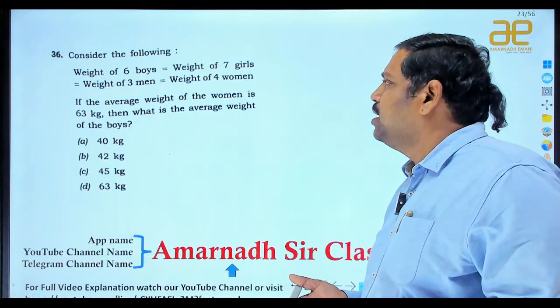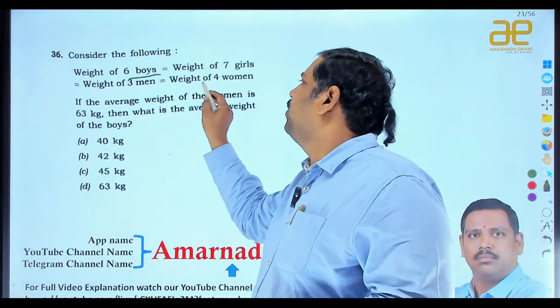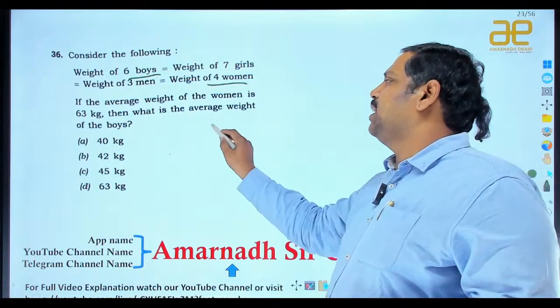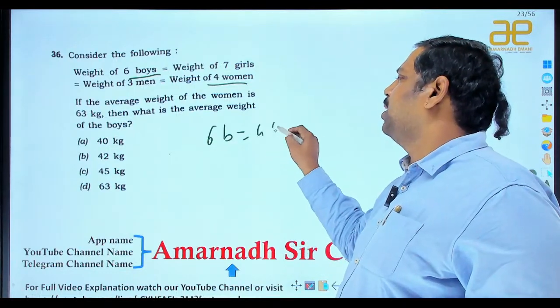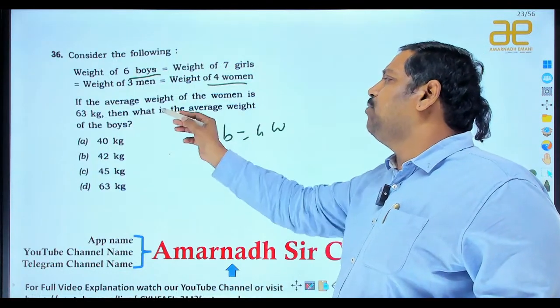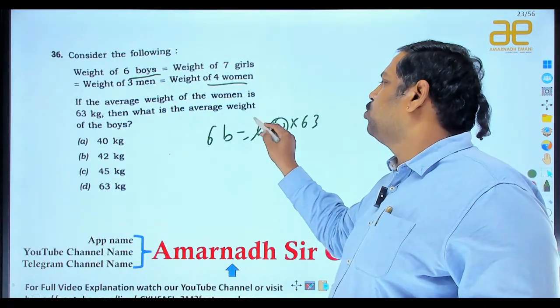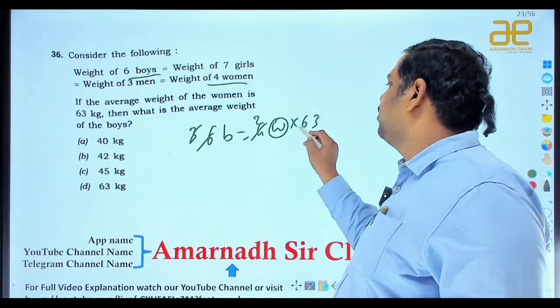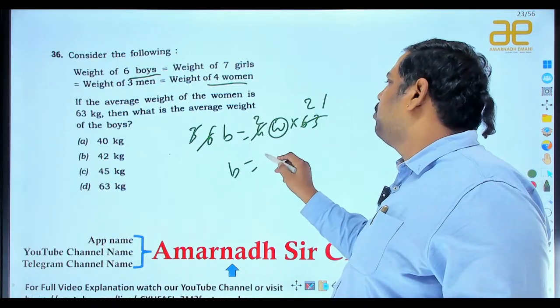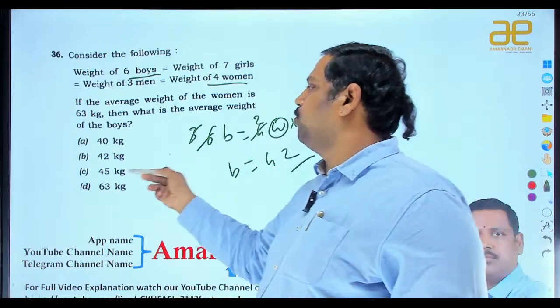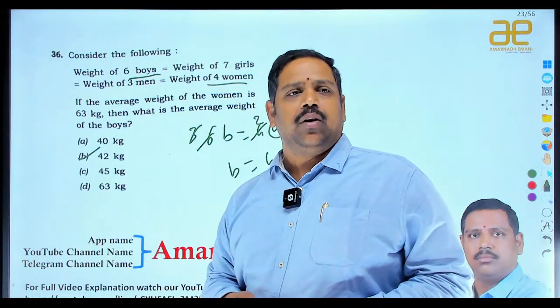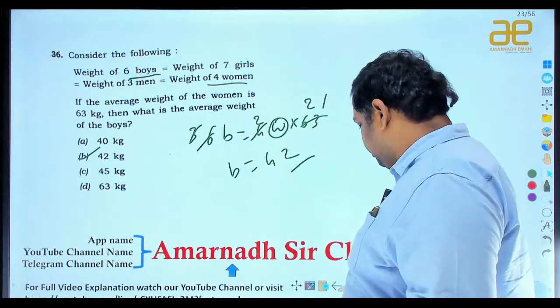So he said that weight of 6 boys is equal to weight of 4 women. I'm writing here 6 boys equals 4 women. And he said that weight of women is how much? 63 means it is 63. Now 2 2s, 2 3s, 3 1s, 3 21s. What is the weight of boys? 42. That's what he is asking, weight of boys. How much it is? B, right. So the next beautiful one.